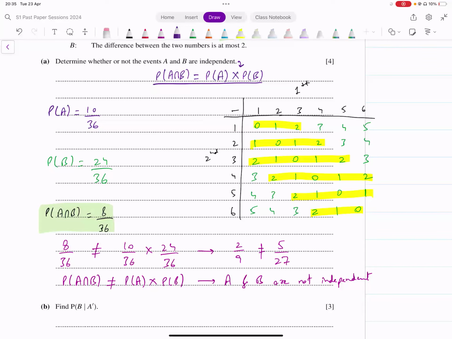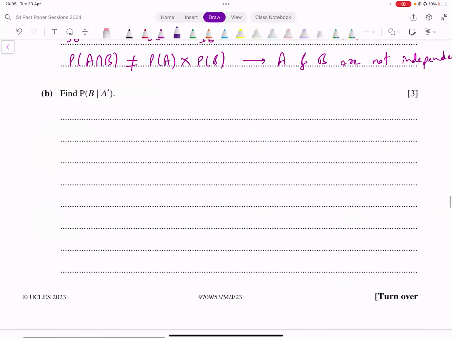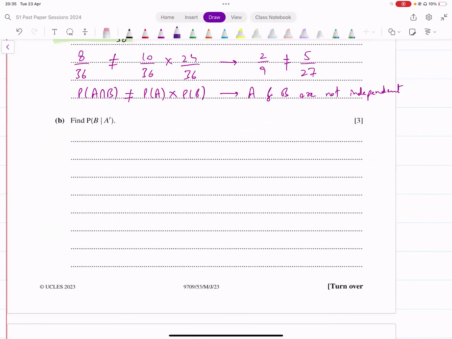They are independent of each other, of course, yes. They're not independent in this case. So if A happens, it has an effect on B. If B happens, it has an impact on A. Okay, they are not independent. Okay, now it says find probability of B given A complement.